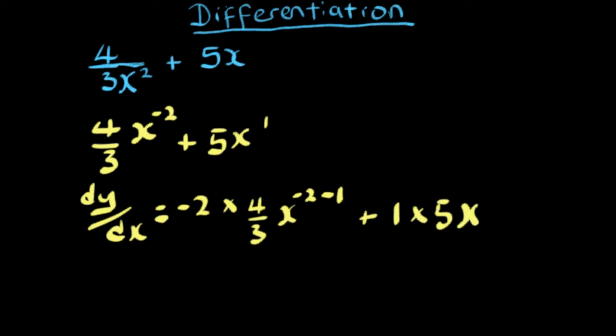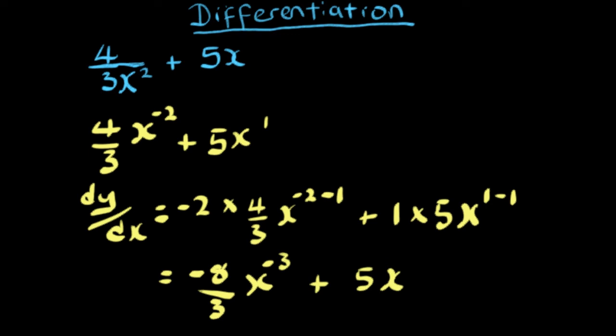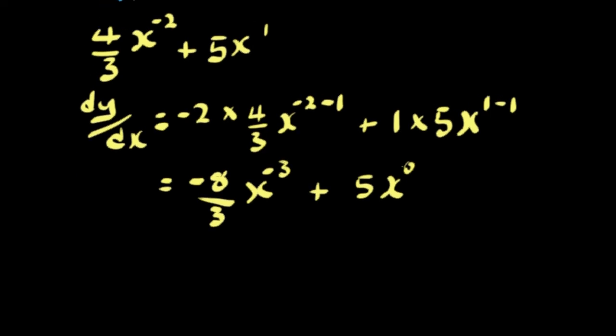This is trying to break it down to the simplest form, right? So we subtract 1 from the power, so 1 minus 1. So minus 2 times 4 will give me minus 8 over 3. And we have x. Minus 2 minus 1 gives me minus 3, plus 1 times 5 gives me 5x. Now 1 minus 1 gives me 0. Let's move the screen downward a bit. To finish this up, we have minus 8 over 3.